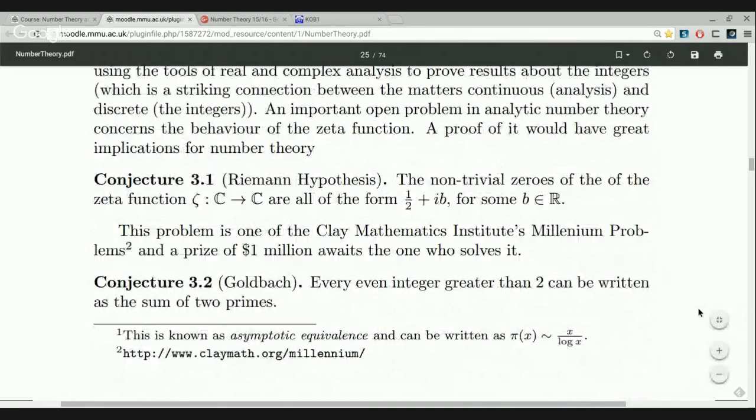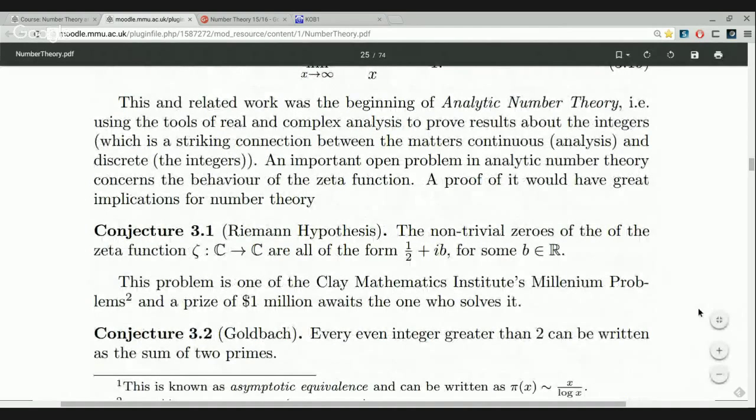And there's a famous outstanding conjecture called the Riemann hypothesis. Now this zeta function has many zeros, many complex numbers s for which it takes the value 0. And there's a conjecture that these are all located along this line in the complex plane. This is the line 1/2 plus i times b, the line located at real part 1/2. So it's a line in the complex plane parallel to the imaginary axis at position 1/2 on the real axis.